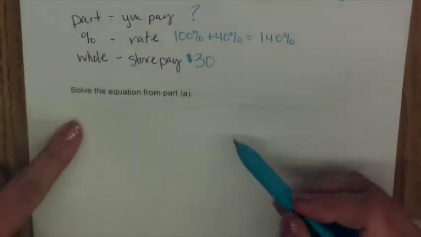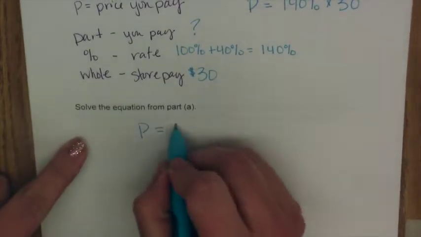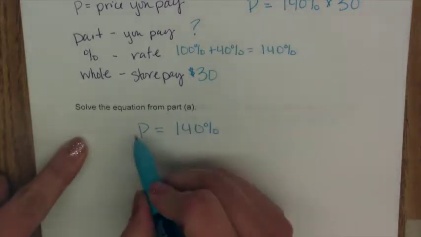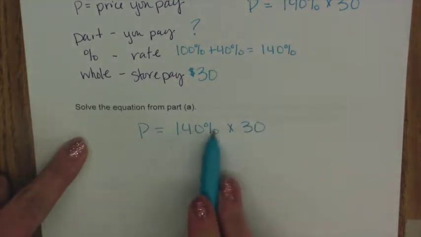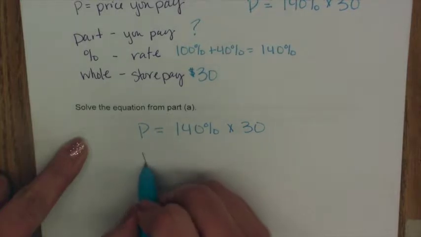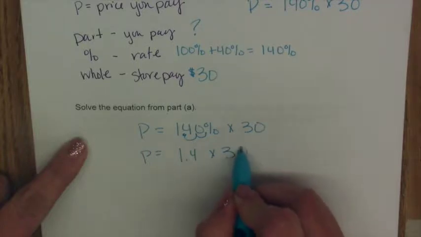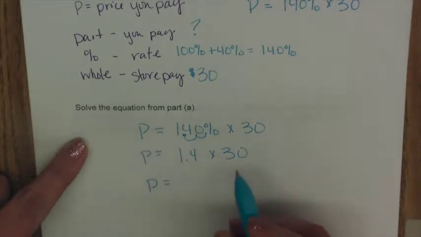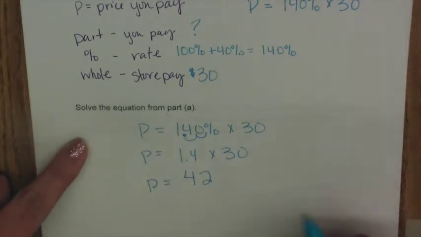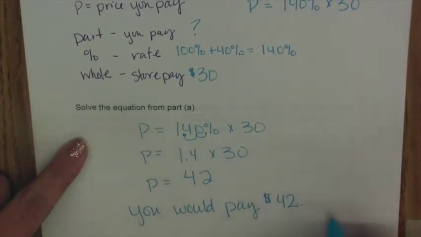All right, then it wants us to solve our equation from this first part. So I'm going to rewrite my equation. Part equals, or price I pay equals 140% times 30. In order to work with this percent, I have to change it to a decimal. So to do that, I move my decimal point over 2 places, so 1.4 times 30. And you can use a calculator or you can do the work out here to the side. When you do that, you find that the price you pay is $42. So you would pay $42.